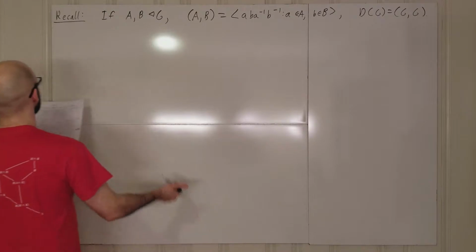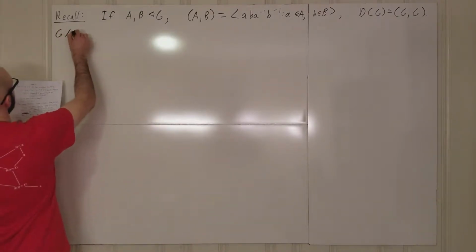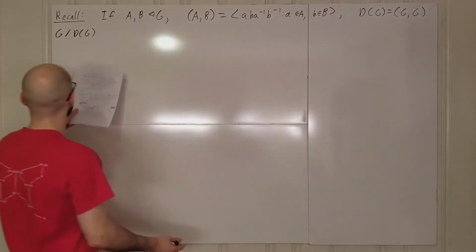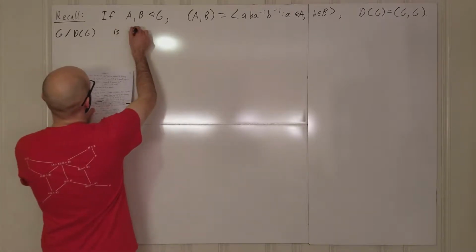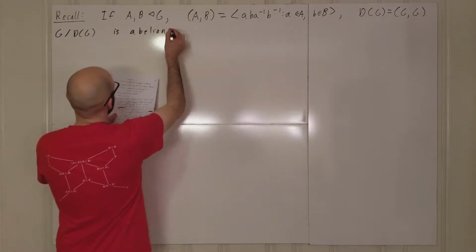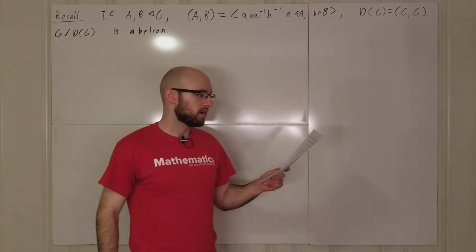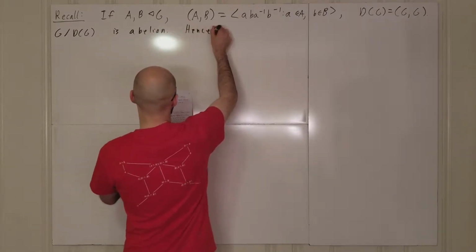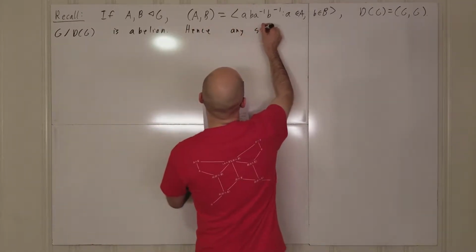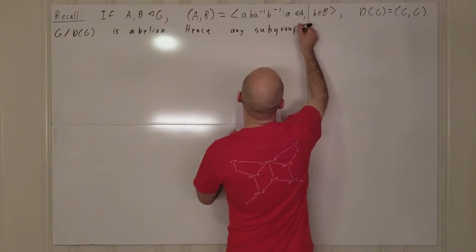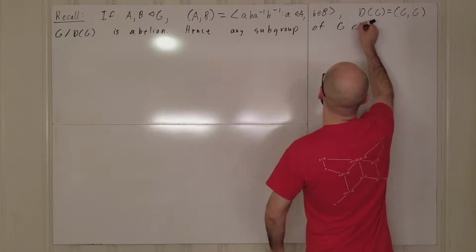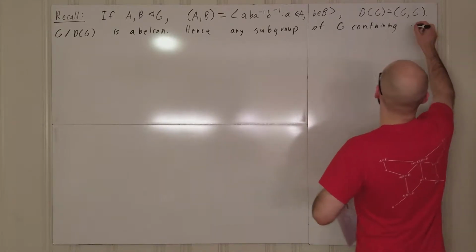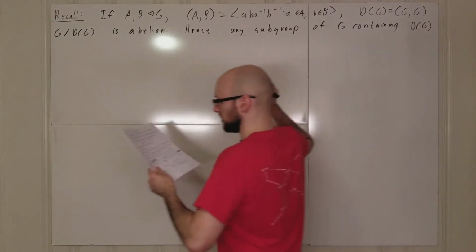Okay, so G mod DG, which, let's see, we talked about this. This is a commutator subgroup. G mod its commutator is abelian, and we proved that in one of the previous videos. Okay, so hence any subgroup of G which contains this commutator, DG, is normal.